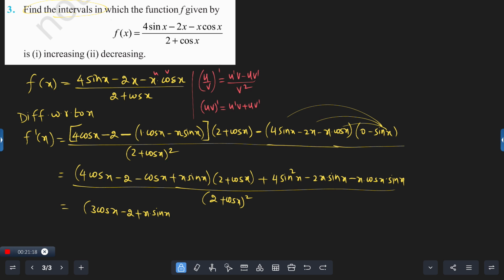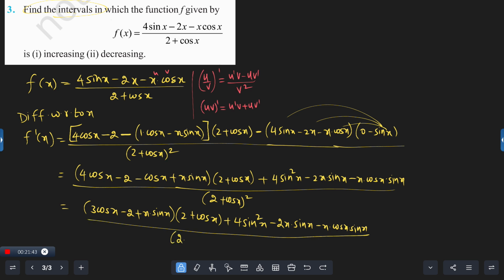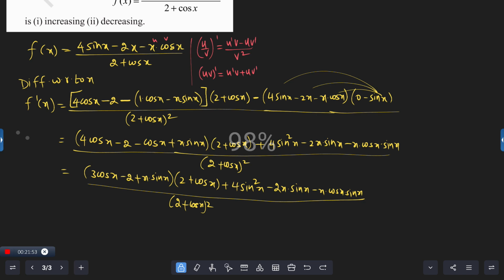After separating, 3 cos x minus 2 plus, that I am getting 2 plus cos x. Here anything possible to cancel? Nothing. Let it be as it is. 4 sin square minus 2x into sin x minus x cos x into sin x. Denominator as it is. That is what? 2 plus cos x whole square. Just I subtracted these two. Other than that, the remaining all, what, my dear? Same.